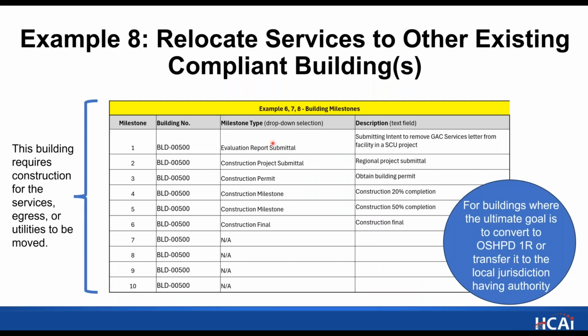So these are again very similar. Actually, the milestones are identical to example 7, and the work required is very similar. So send in your letter: we're planning to remove general acute care services from this building, and on what date those services will be removed. And your construction project submittal, that's your drawings. Your construction permit, again, those deadlines we previously discussed apply to this as well. And then your 20% construction milestone and your 50% construction milestone and your final construction milestone for getting those services removed and that building either converted to an OSHPD 1R rating or transferred to the local for their jurisdiction.